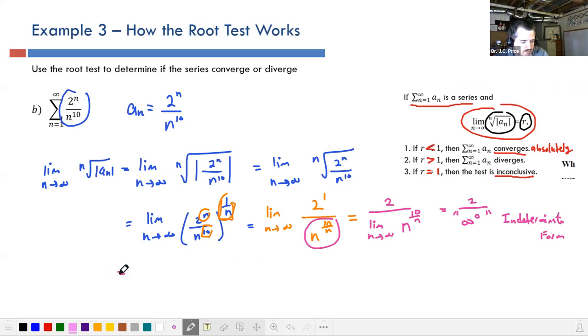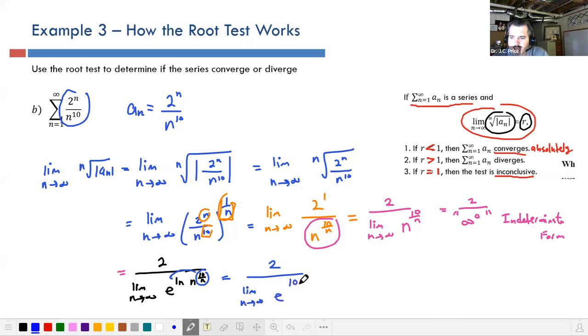So we're going to have 2 divided by the limit as n goes to infinity, and I'm going to rewrite this as e to the ln of n to the 10 over n. And then that 10 over n can come down in front. So it'll be equal to 2 divided by the limit as n goes to infinity of e to the 10 over n, all times ln of n. Which is pretty nice because now if you plug in infinity, you get e to the, and then 10 over infinity is like 0, times ln of infinity is like infinity.